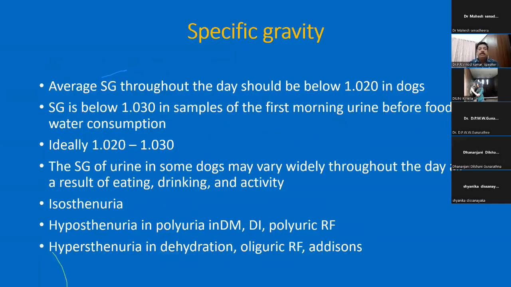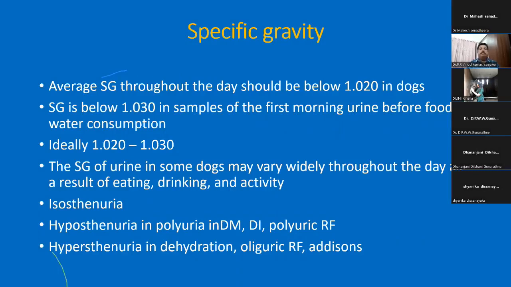Average specific gravity throughout the day should be below 1.02 in dogs. The normal specific gravity, we can say, should be below 1.030 in samples of the first morning urine before food or water consumption. Ideally, the specific gravity should be 1.020 to 1.030. That is a normal specific gravity.